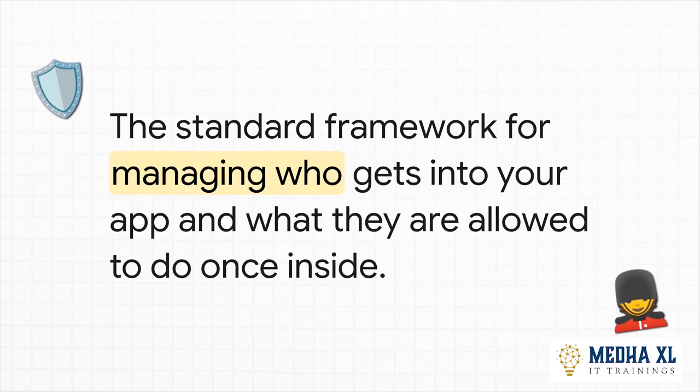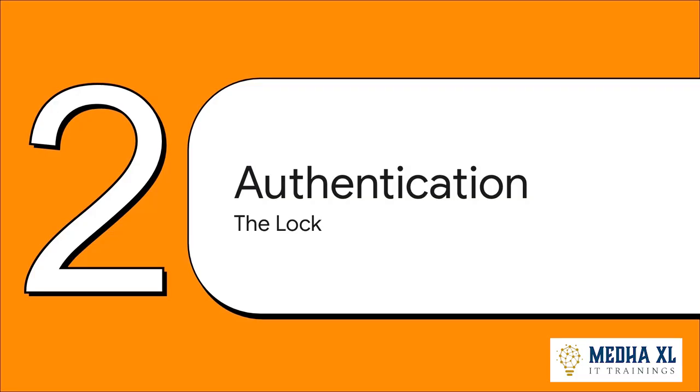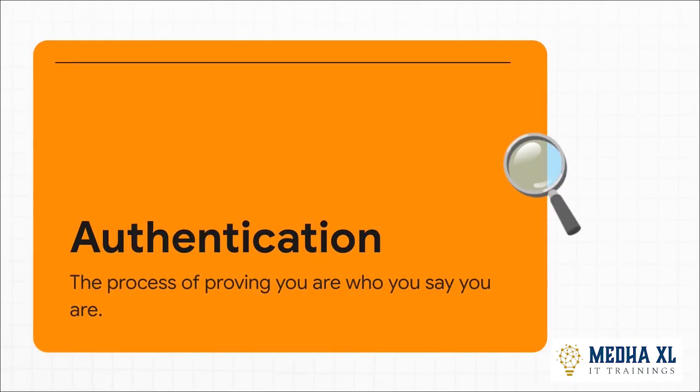Okay, so how does this guardian actually work? It really comes down to two core principles. The first one is all about proving you can even get through the front door. We call this authentication, or for our purposes, let's just call it the lock. At its core, authentication is super simple. It's just the process of proving you are who you say you are. Are you really Jane Doe 123?